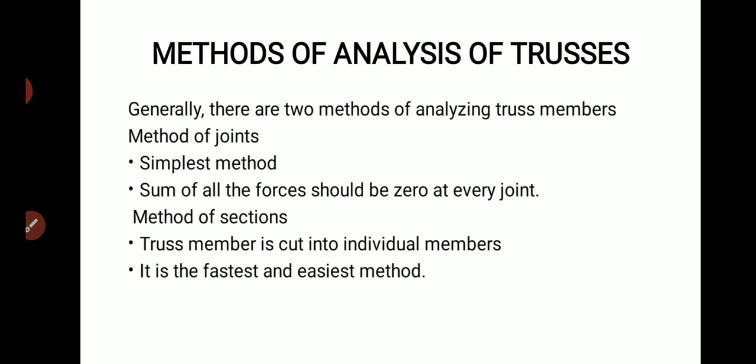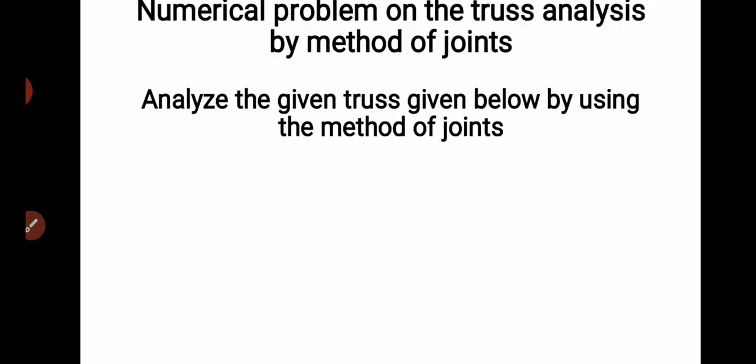And then in the method of sections we are supposed to take individual members. We are supposed to cut the truss into the individual members in order to analyze the unknown force for a specific member, and it is one of the fastest and easiest methods to solve the unknown force for a truss. So I will take up a numerical example in order to analyze a truss by using the method of joints.